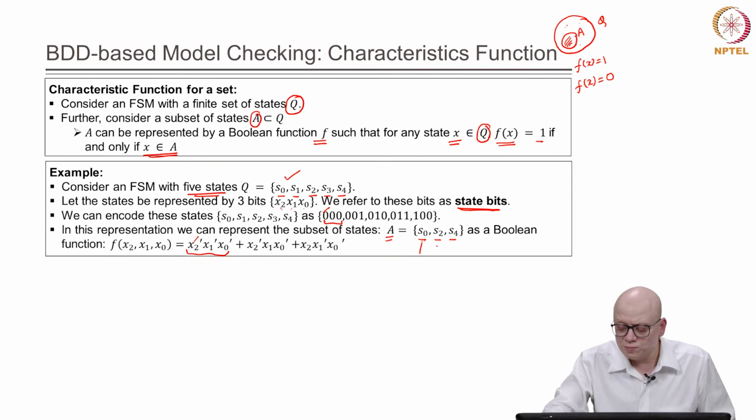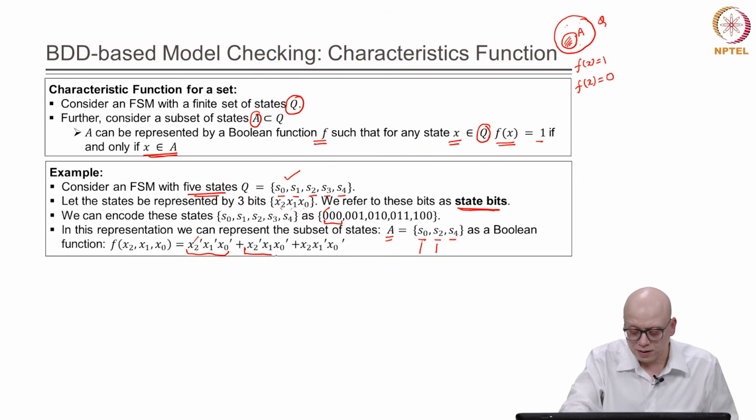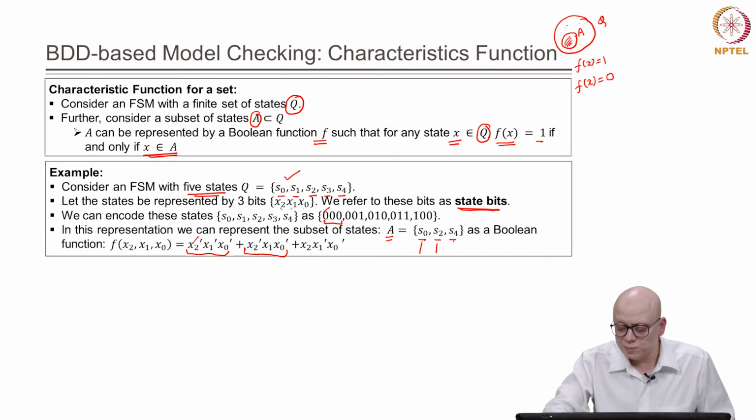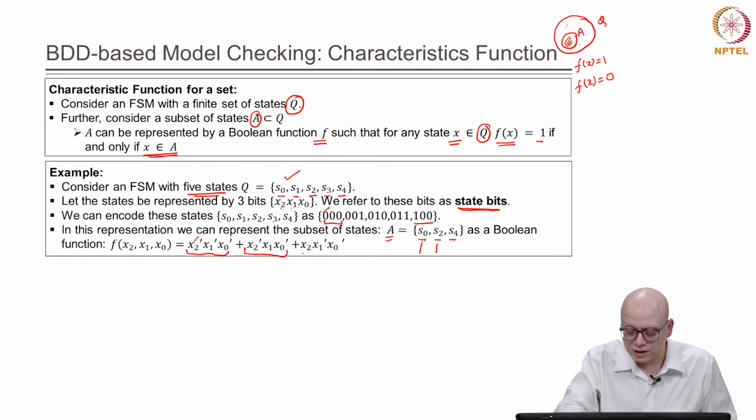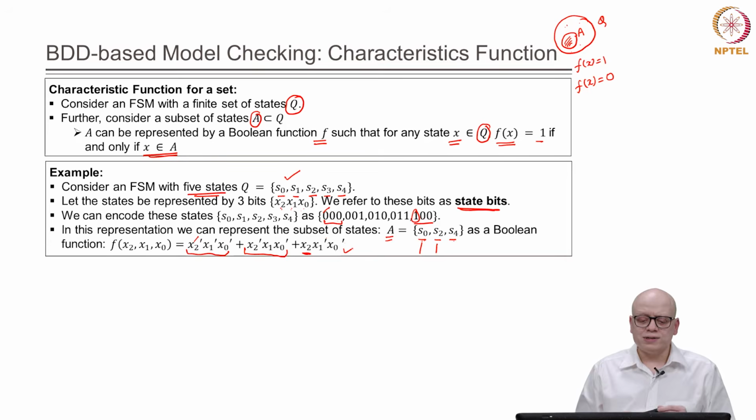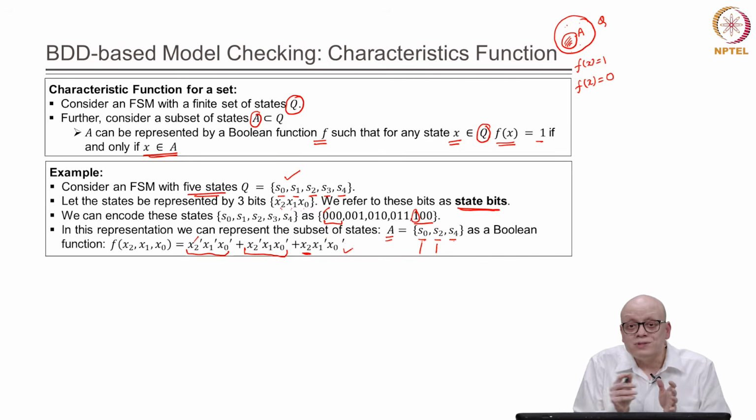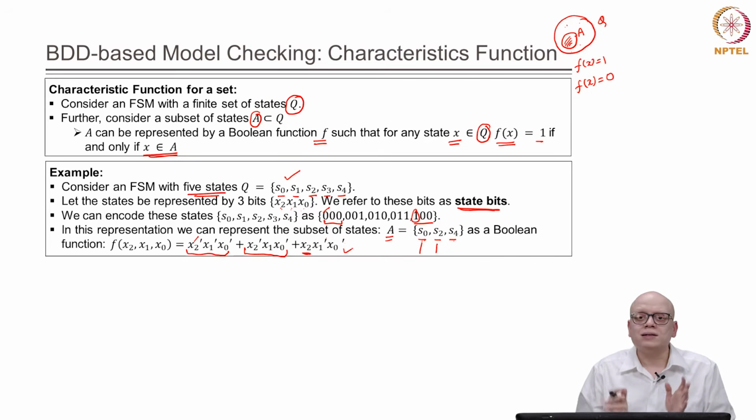Similarly, the minterm corresponding to this, right. Now, similarly the minterm corresponding to S4. So, S4 is this. So, here we have taken x2 as uncomplemented because this is 1, and then the 0s are complemented. So, we take x1 dash and x0 dash, right. So, this is how we represent a subset of states using the characteristic function.